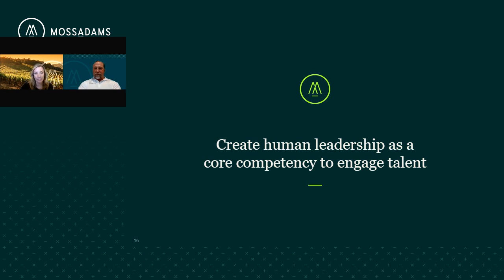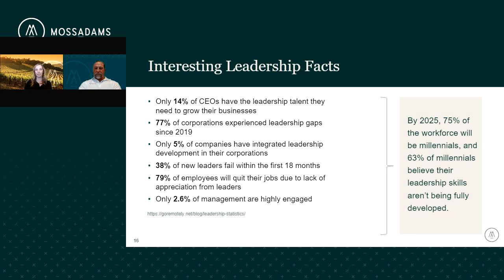Next, we're going to focus on creating human leadership as a core competency to engage talent. As we talk about human leadership, many organizations have core competencies set up across their org, and embedding human leadership as a core competency is something we all want you to consider, because we think it is fundamental. But in order for you to consider that, we want you to think about some of the leadership facts that we've listed up here. I'm not going to list all of these out because I know that you all can read, but I want to highlight a couple that I think are really instrumental on this slide.